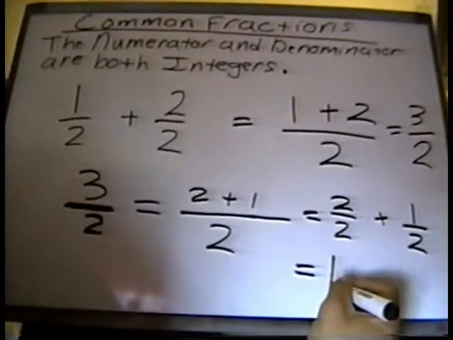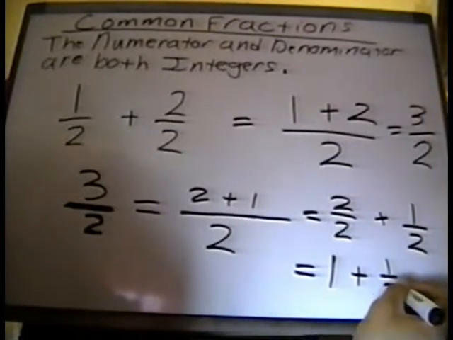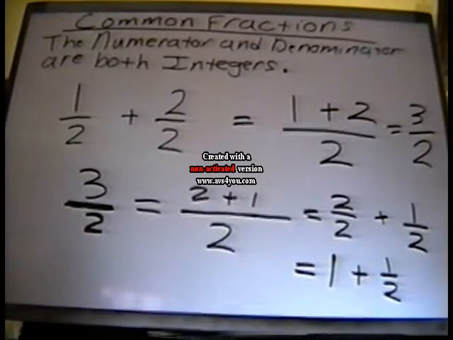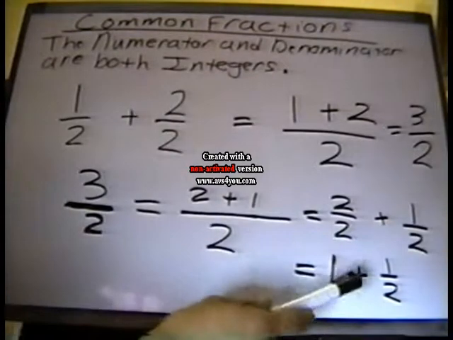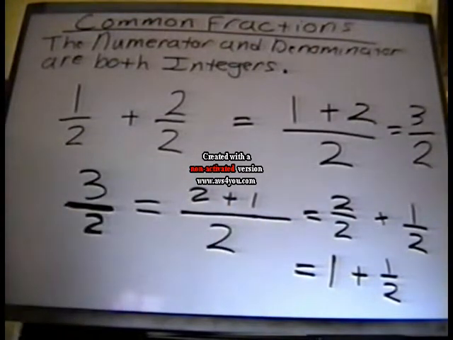Two over 2 is equal to 1. We say 1 plus 1/2. Now that's its value, 1 plus 1/2. And then that breaks down into 1 and 1/2. But in algebra, I usually like to write my mixed numbers like this, and I would put them in parentheses or something.